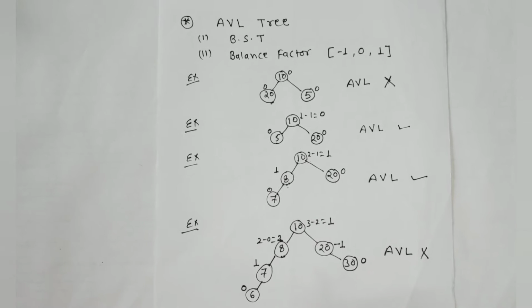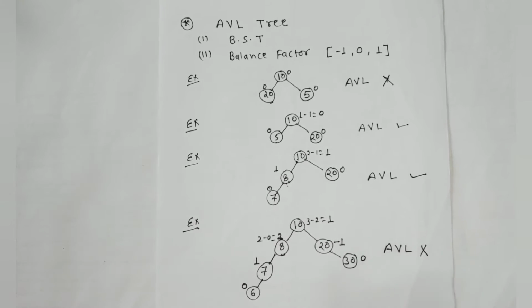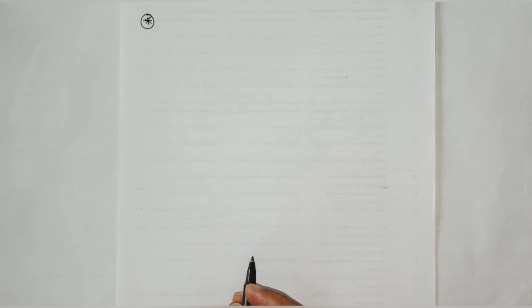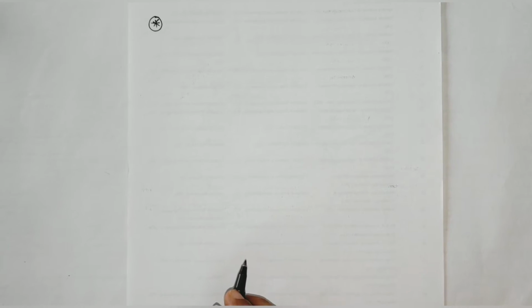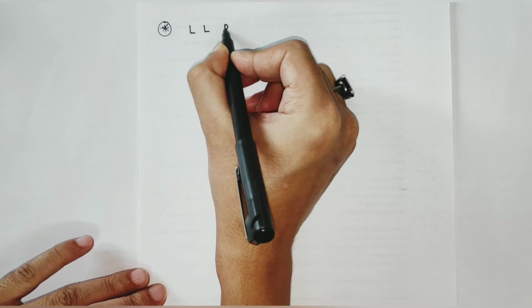Now we will see how we can construct an AVL tree from scratch. While we are moving step by step, if we are trying to create an AVL tree, then we will encounter some problems of balance factor. So now let's see how we can find the problem and how we can solve those problems. The first problem will be the LL problem.